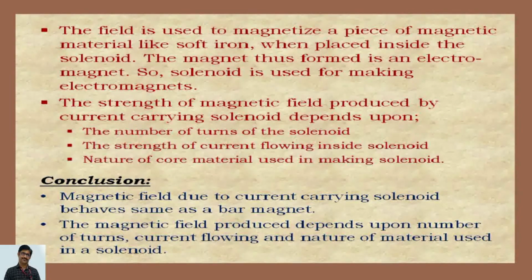So we can conclude this concept as: the magnetic field due to a current carrying solenoid behaves the same as a bar magnet. The magnetic field produced depends on the number of turns, the current flowing, and the nature of the material used in the solenoid. I hope you understood all the points discussed today.